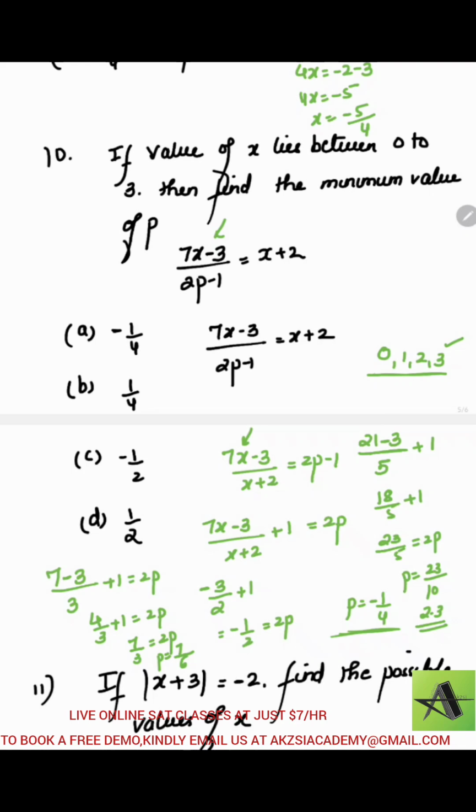You can clearly see you will get the minimum value at x equals 0, which is none other than negative 1 over 4. And what we are seeing is that as the value of x is increasing, the value of p is also increasing. So definitely at 0 you will get the minimum value, which is negative 1 over 4.